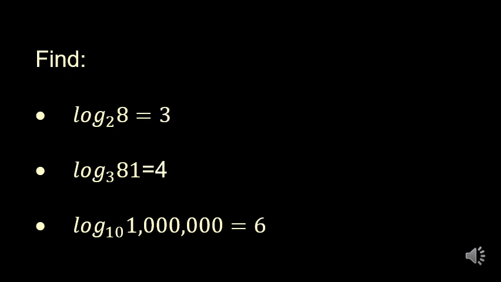And here you got the answers. The log base 2 of 8 is going to be 3. That's because 2 cubed, 2 times 2 times 2, gives you 8. The log base 3 of 81 is 4, and that's because 3 times 3 is 9, times 3 is 27, times another 3 gives you 81. And finally, the log base 10 of a million will be 6.